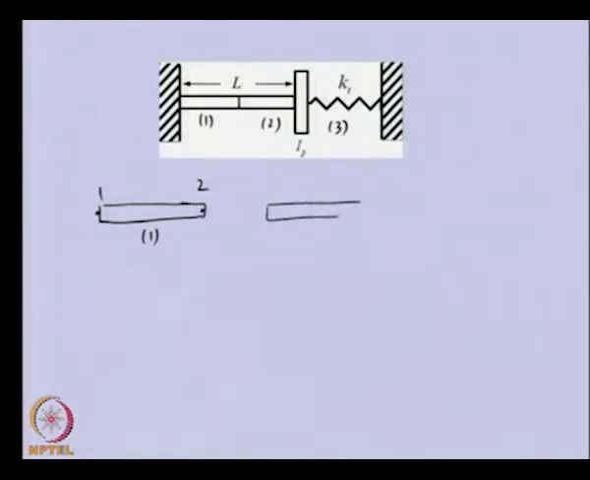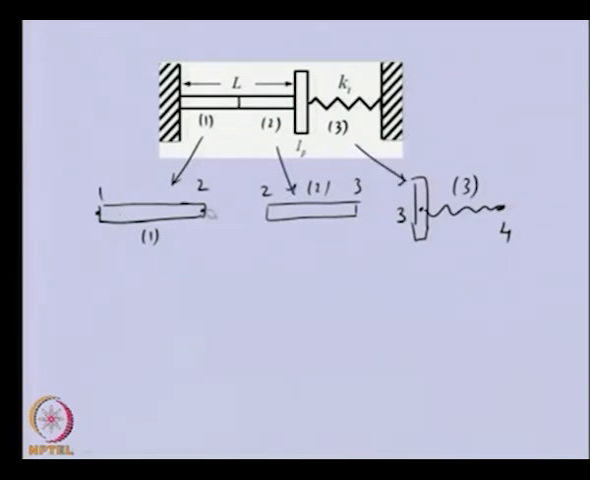This is the second element having node 2 and 3. This particular disc I am carrying along with the third element. So, let us say this is the third element, this is node 3 and this is node 4. So, you can see this particular system I have divided into 3 elements. The first element is this, second element is this, and third element is this.